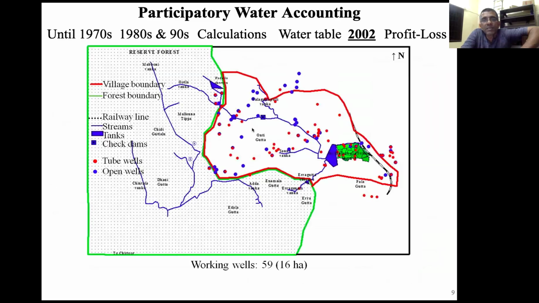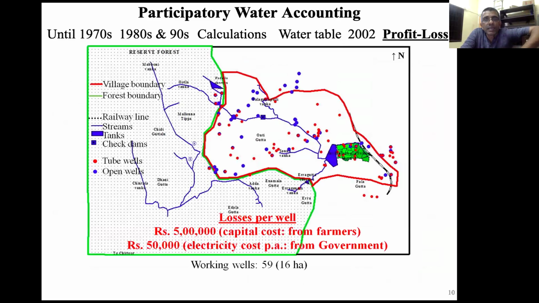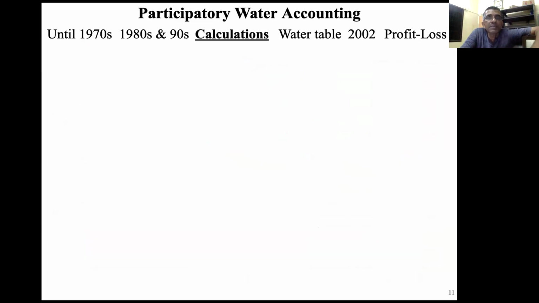So only a few wells remained, and they didn't have any reserve to tap into. Whatever water came that year, that's what they could pull out. Okay, but what are the losses? Capital costs, farmers' loss, recurring costs. Whatever water could be tapped at 50 feet, you're sending it all the way down to 600 feet, picking it back up at government expense because electricity is free. So recurring cost is borne by the government. That is the cost of this experiment.